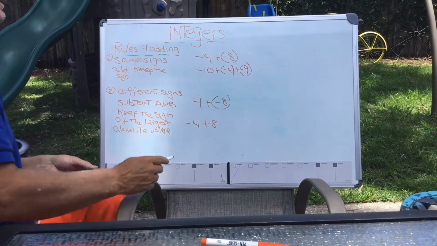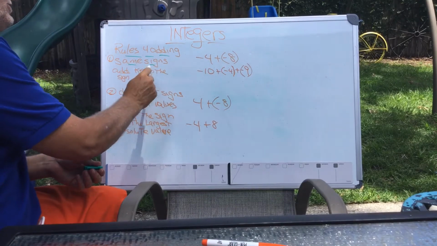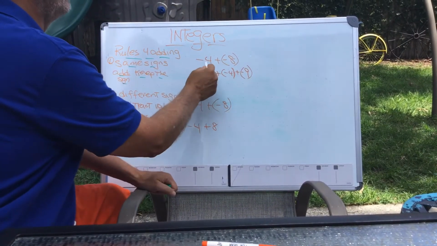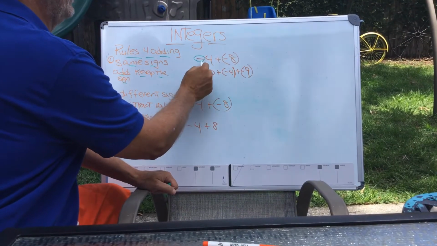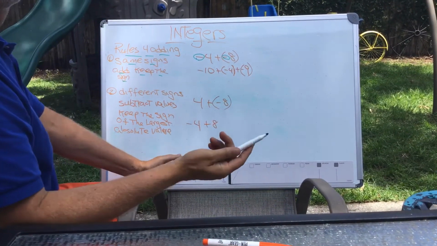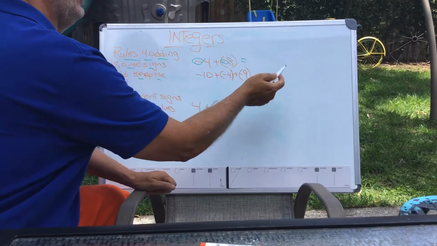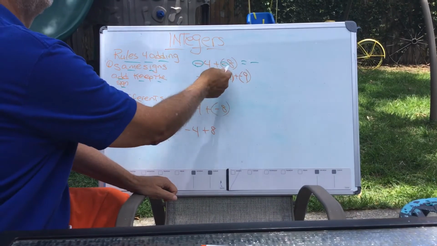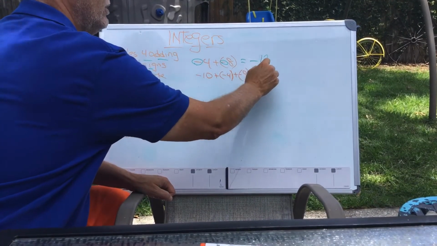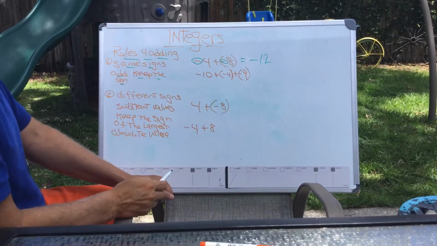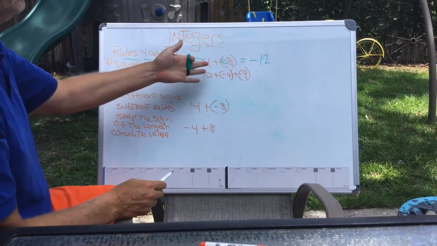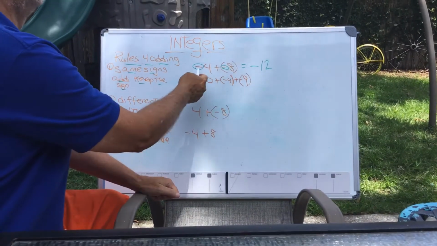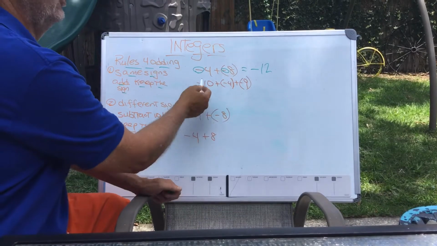Rules for adding integers. If you have the same signs, you add and keep the sign. That's pretty straightforward. So here we can see very clearly that we have a -4 plus a -8. That's the same sign, so my sum is going to be a negative answer. And then 4 plus 8 is 12. So you have to look: are my signs the same? Yes.